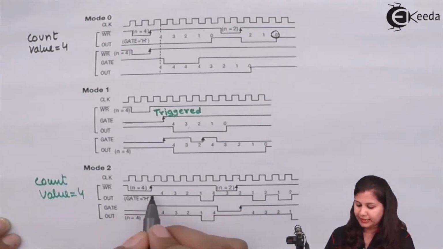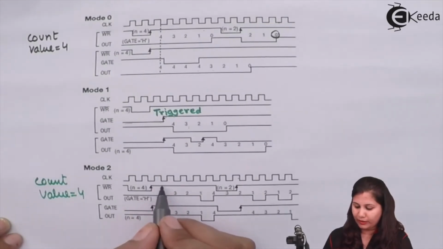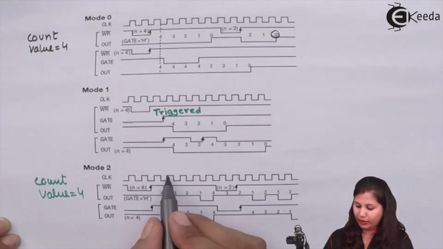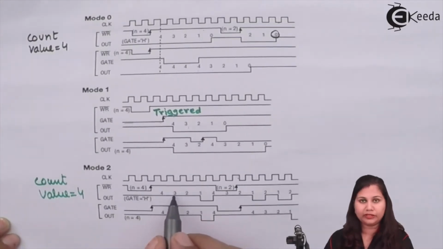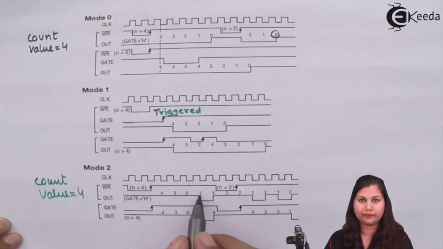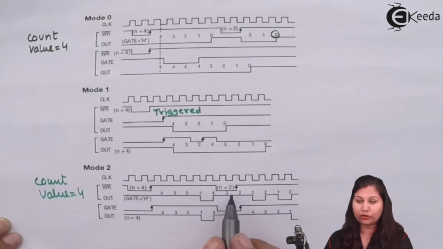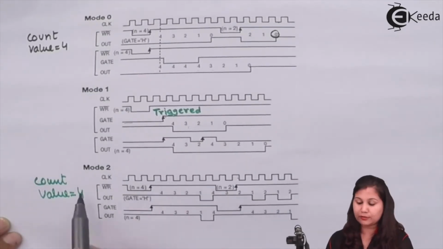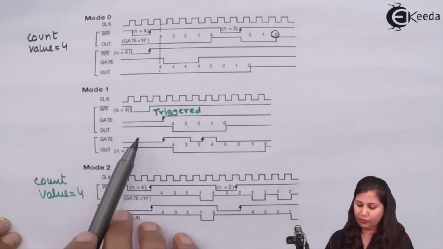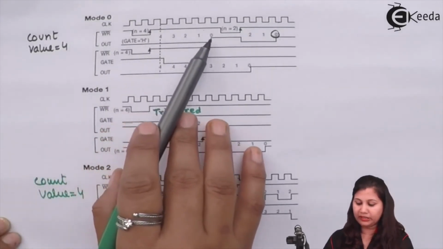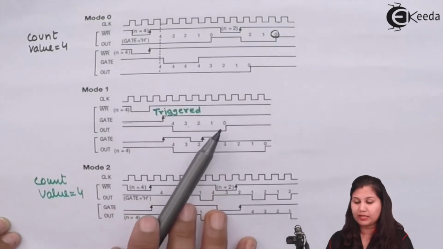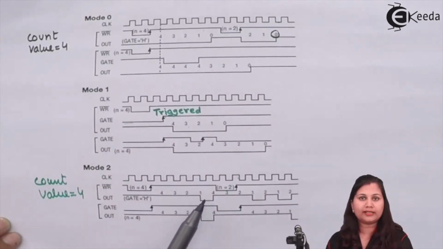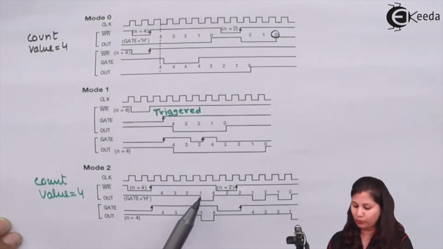So when the gate signal is high, then after 1 clock pulse the counting is going to start. Means after 1 clock pulse its value will be 3, then 2, then 1. Now you can see that it's not going to 0. That means terminal count is not reached in this mode. In mode 0 and mode 1, the counter is decremented until its value becomes 0. But here the counting goes on until its value has reached 1.